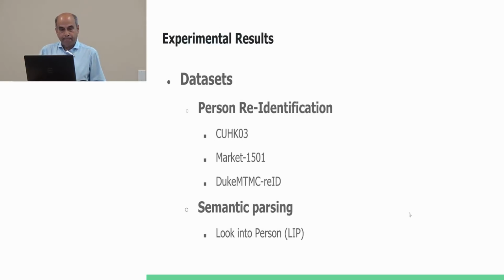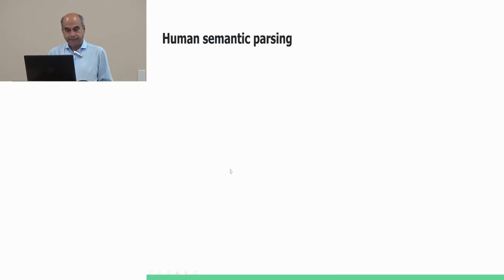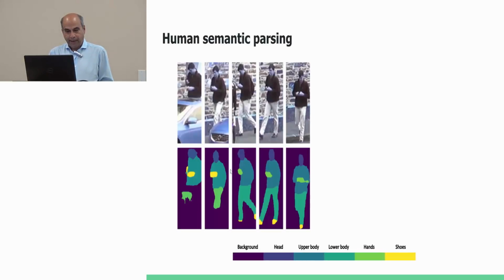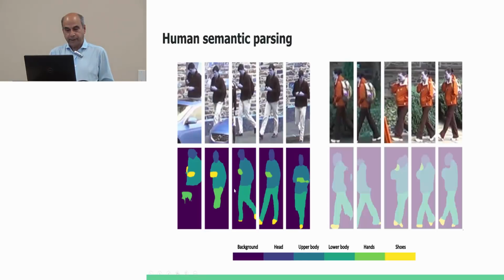So we did these using these data sets which are benchmark, three data sets, and then first, as we say, we want to use semantic segmentation to help in the re-identification problem, and these are the typical results. Here you see the shoes, hands, lower body, and upper body of these persons. There's another example here.